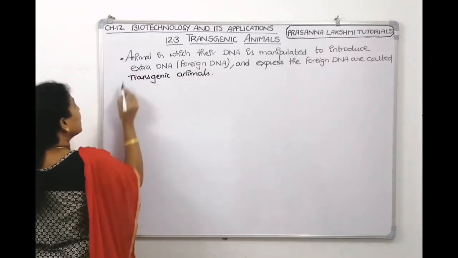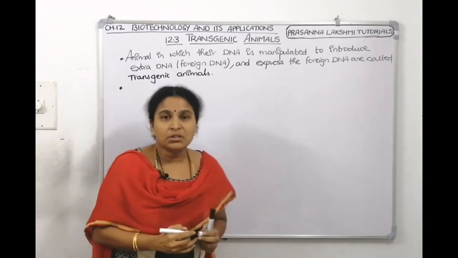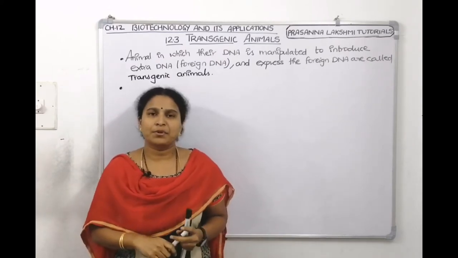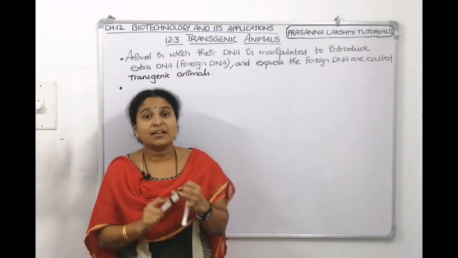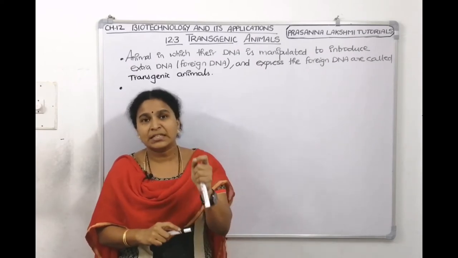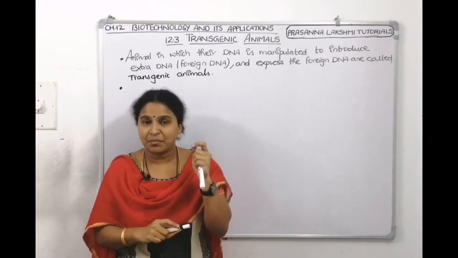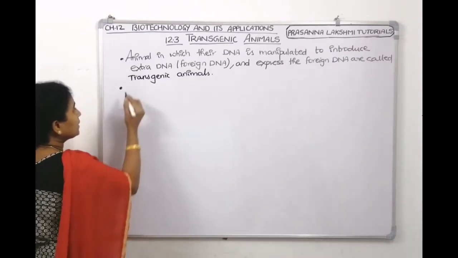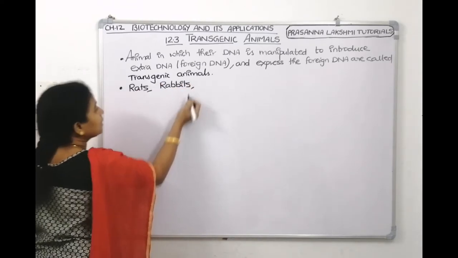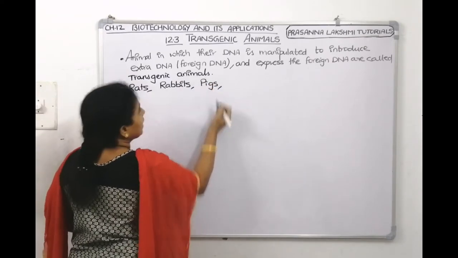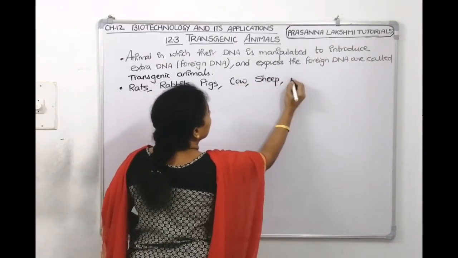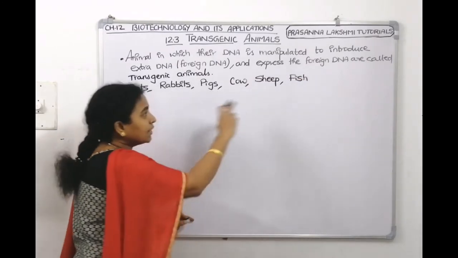Now, did you understand what transgenic animals are? They are those animals in which we transfer extra genes. Now, what are the examples of transgenic animals? Rabbits, rats, pigs, cow, sheep, fish. What examples did NCERT give? It tells transgenic rats, transgenic rabbits, transgenic pigs, transgenic cow, transgenic sheep, transgenic fish. All these are examples of transgenic animals.